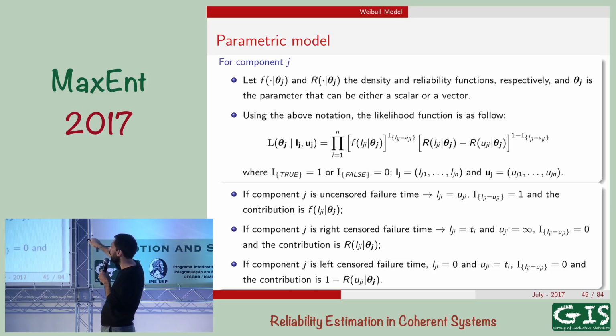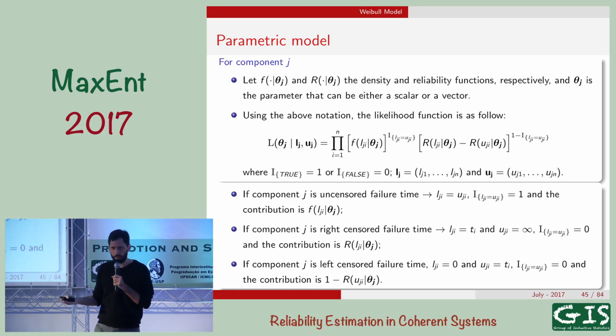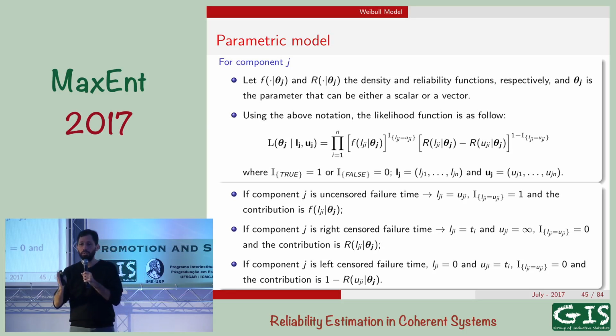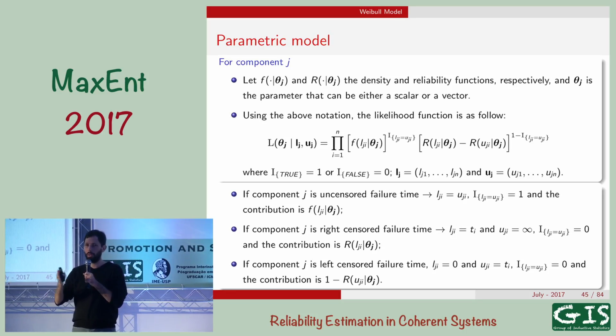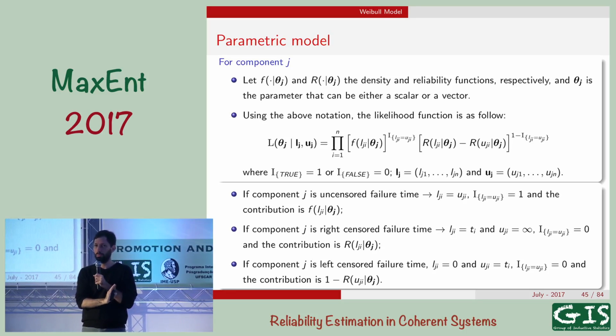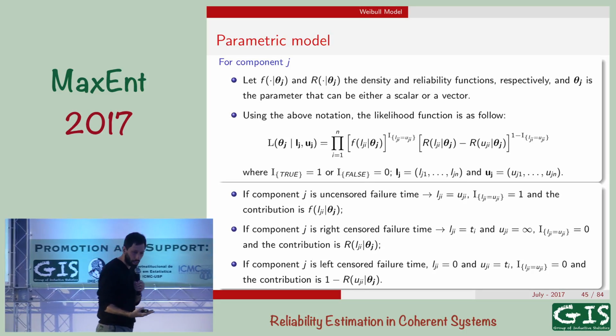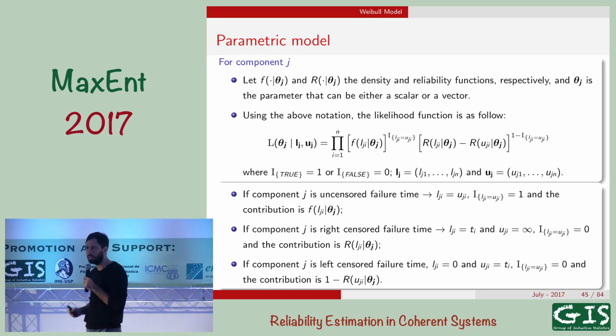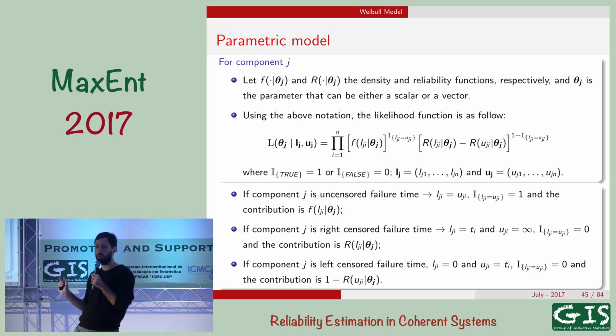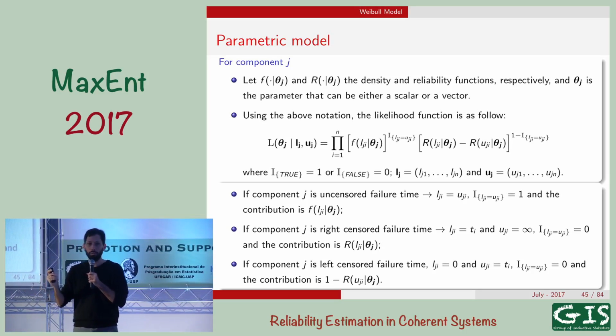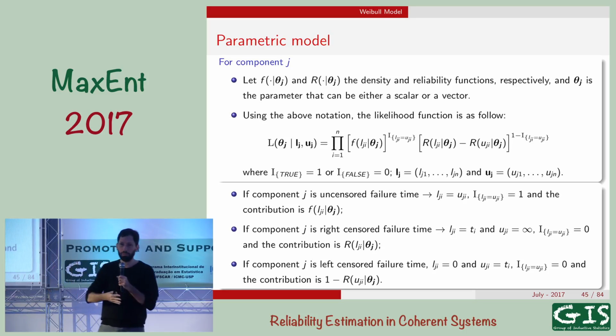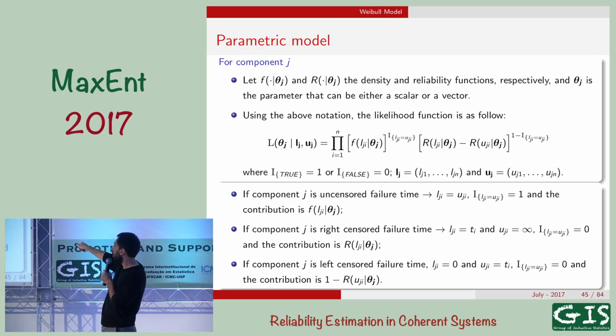And when we have censoring, we will have a difference of reliability functions. What is the difference of reliability functions? We can write this as the probability of this component failing between the times L and U. So the contribution to the likelihood of a censored observation is the probability that this component fails inside this interval. If this interval is between 0 and something, then the lower bound is 0, and this will be 1 minus the distribution function.